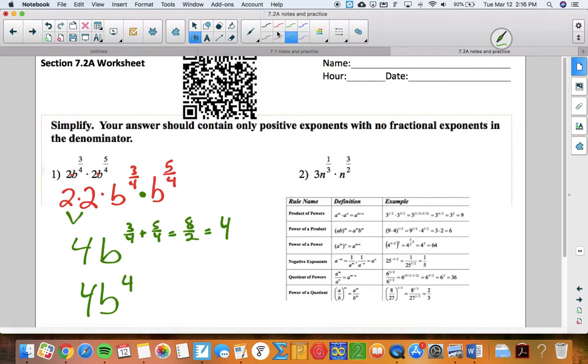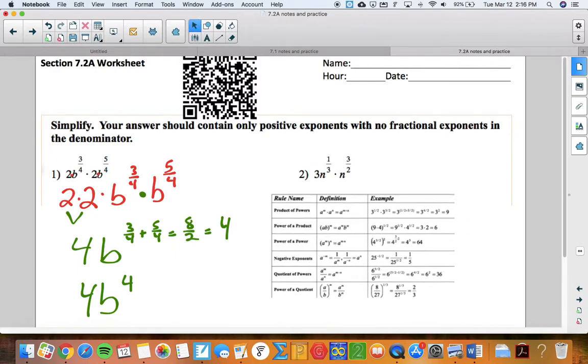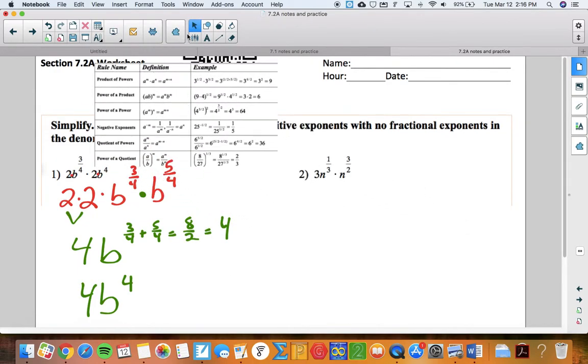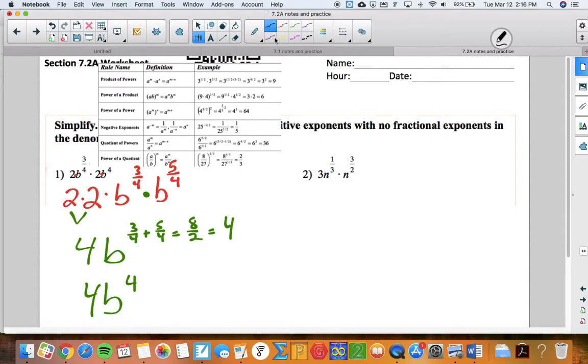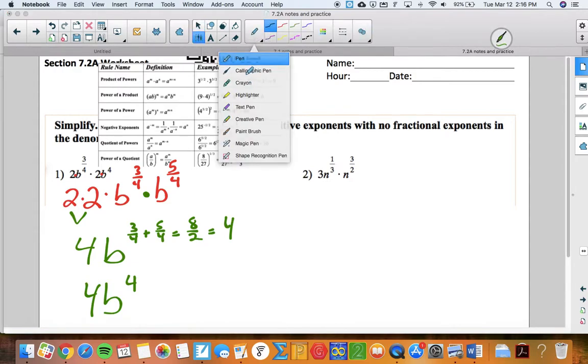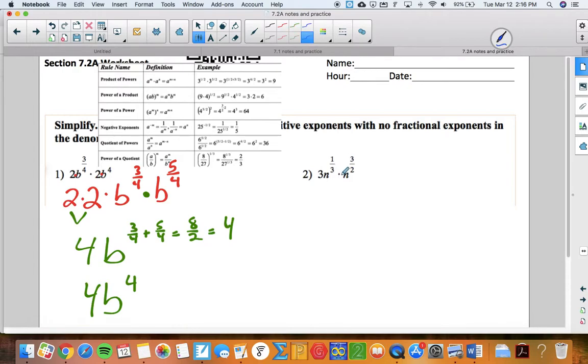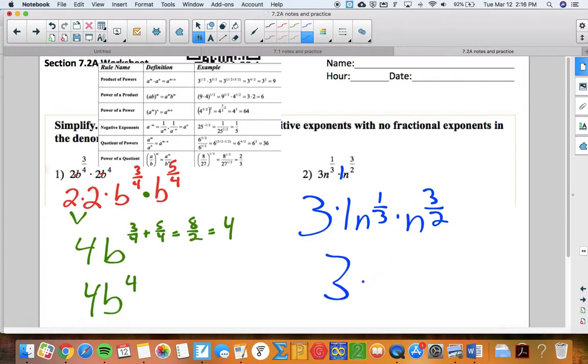Alrighty, same idea over here. If you want to throw a 1 in front of the n mentally, because like the 3 freaks you out, you can do that. But basically we're going to have 3 as a coefficient. So I have 3 times 1 times n to the 1/3 times n to the 3/2. 3 times 1 is 3. And then n is going to be raised to the power of, well, when I multiply the same base together, I add the exponent. So I have 1/3 plus 3/2.